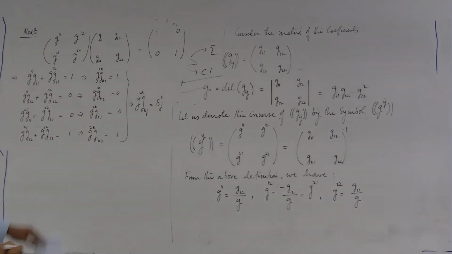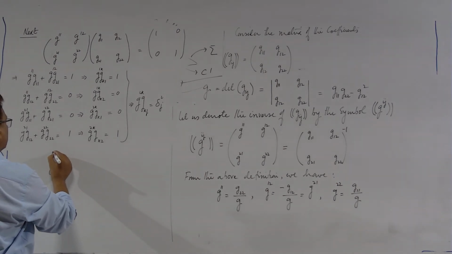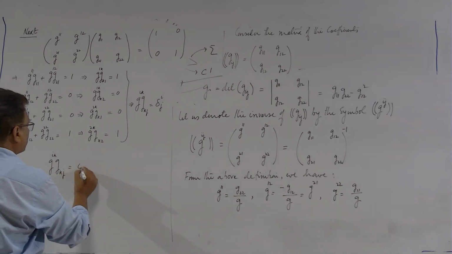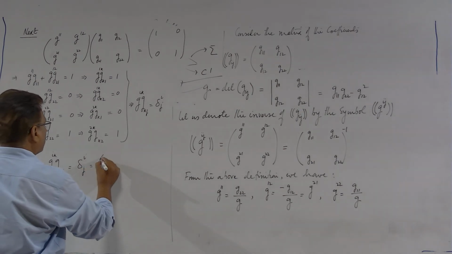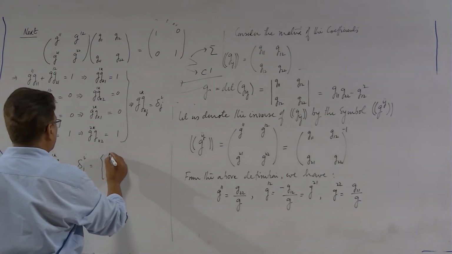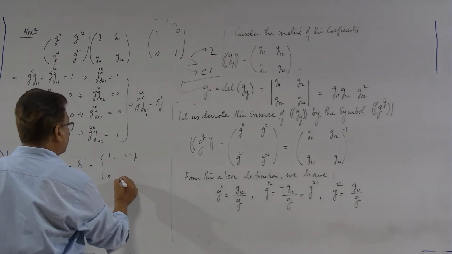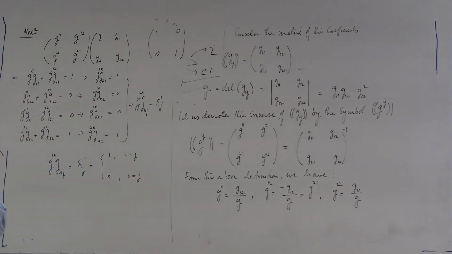I can rewrite this thing. So, what we have got is GIK GKJ is Kronecker delta Ij, and this Kronecker delta means its value is 1 when I equals j, its value is 0 when I is different from j. Okay. While writing all these relations, summation convention is adopted.